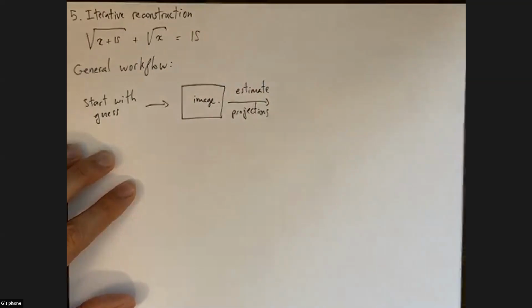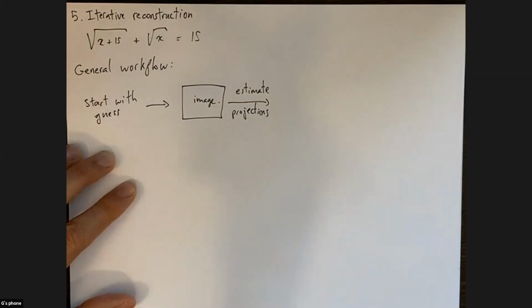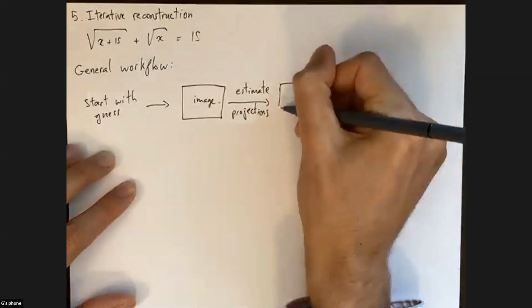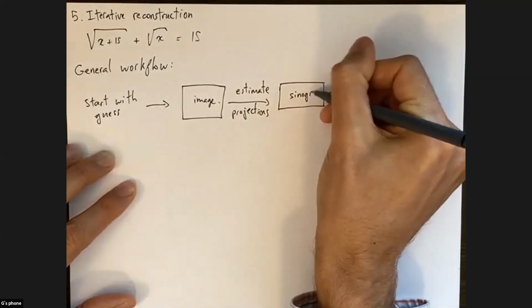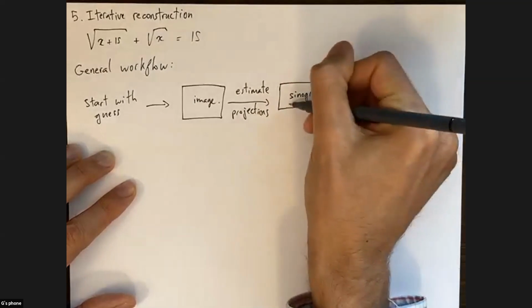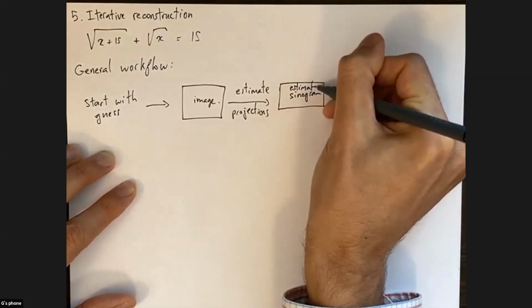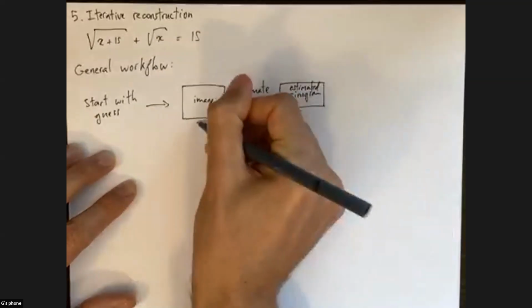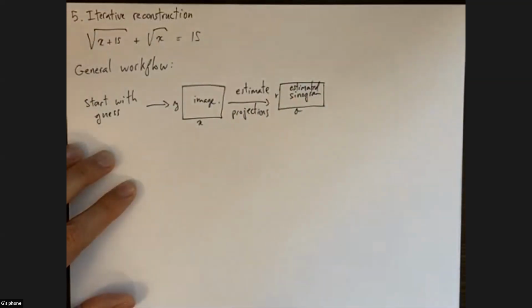Estimating projections means we're going to take the image and then calculate the sinogram that corresponds to this image. So this will give us a sinogram, but that's the estimated sinogram. Again, the sinogram is in r and theta, and the image is in x, y. So it's a different type of structure. This is not an image, this is a sinogram.